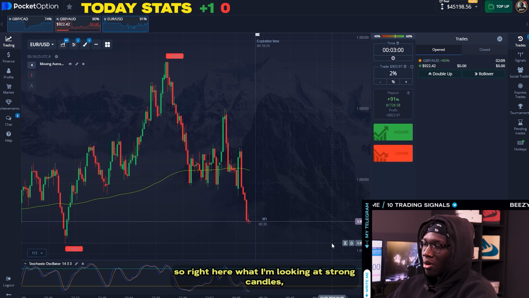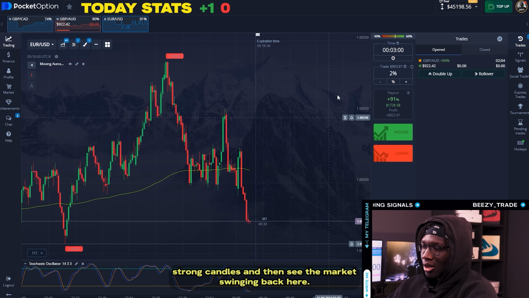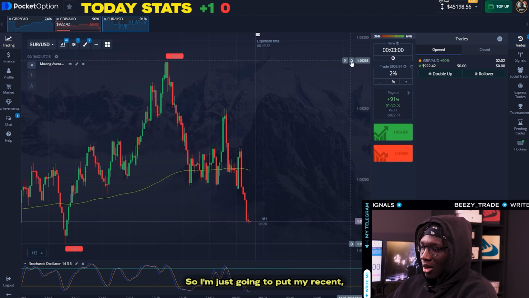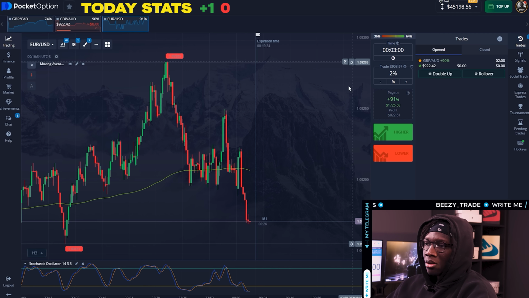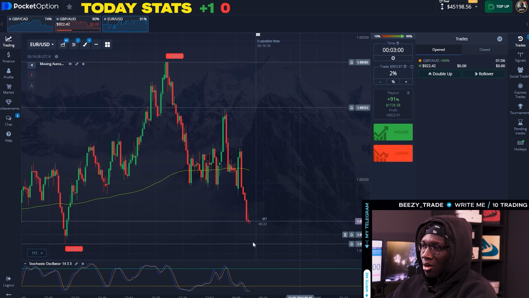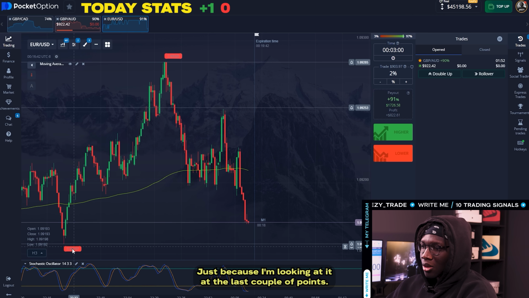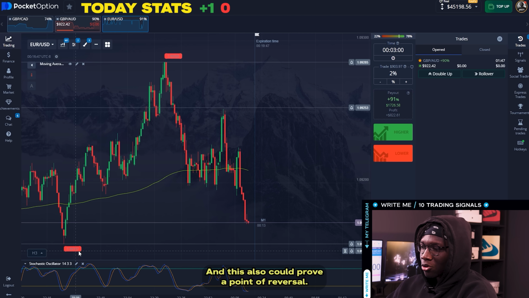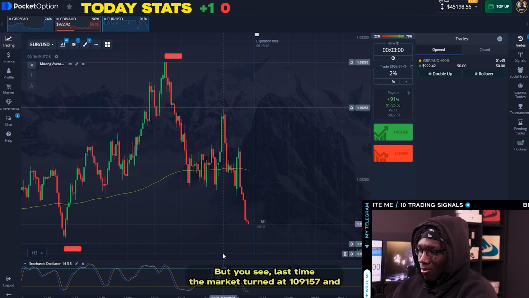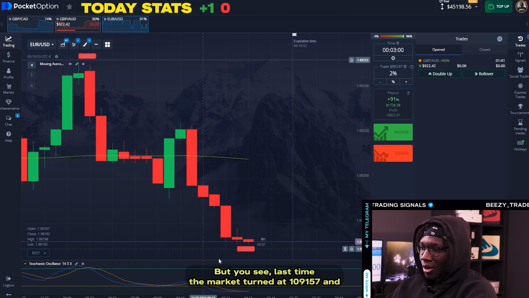So right here, what am I looking at? Strong candles. Well, let's see the market fighting back here. So I'm just gonna put my recent support, and I'm gonna put my resistance way up here. But at the same time, I put another marker here just because I'm looking at the last couple of points. And this also could put a point of reversal. But you can see last time the market turned at 109.157.